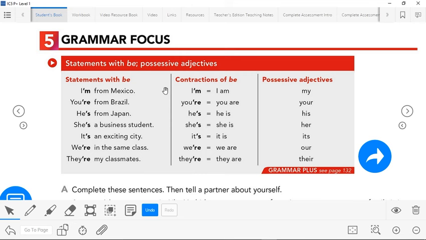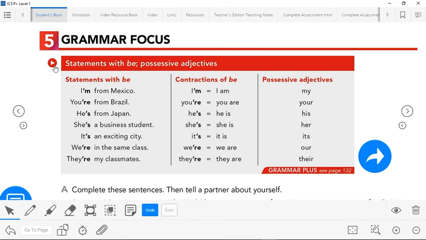You are, the contraction is you're. He is, the contraction is he's. She is, the contraction is she's. It is, the contraction is it's. We are, the contraction is we're, and they are, the contraction is they're. We also have the possessive adjectives, but in a moment we'll see how to use them. For now, let's listen to this grammar focus part.